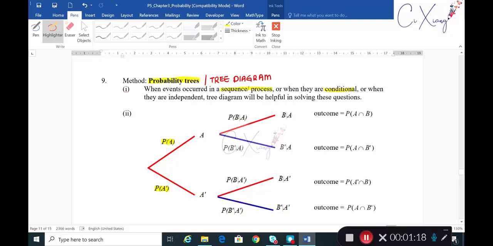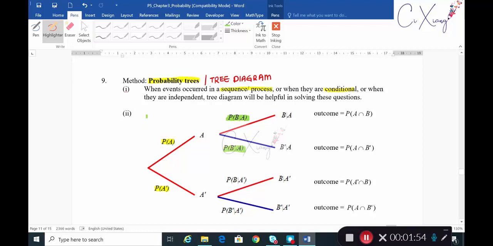Which means P(A) plus P(A prime) should equal 1. If, when you total them up, it does not equal 1, that means something is wrong with your tree diagram. The same thing happens if you have the next probability. If you take this probability plus this probability, because they are from the same beginning, you should have the total also equal to 1, and so on. This is the first important thing that you need to know.